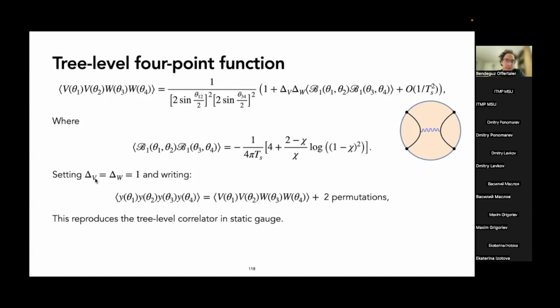And if we set the scaling dimensions to 1 and sum over the permutations properly, we correctly reproduce the tree-level correlator in static gauge. So what we saw at the beginning of the talk in static gauge, we can reproduce in conformal gauge. But here, the interactions between the operators are mediated by this reparametrization mode, alpha equals t plus epsilon.